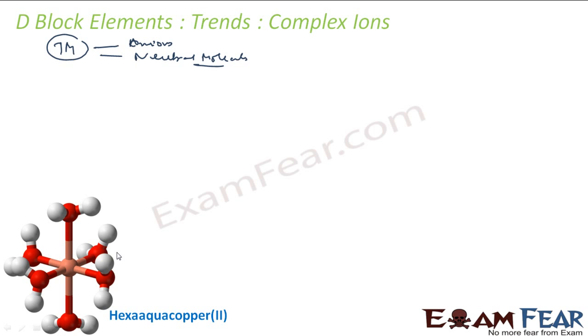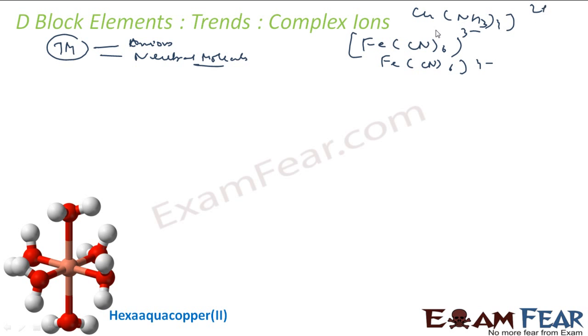Another example of complex ions can be [Fe(CN)6]3- or [Fe(CN)6]4- or [Cu(NH3)4]2+. So here NH3 and CN-, these are all ligands. And these transition metals actually form a large number of complex compounds.